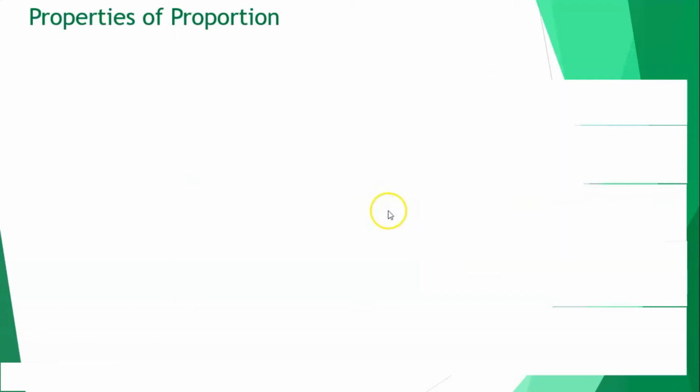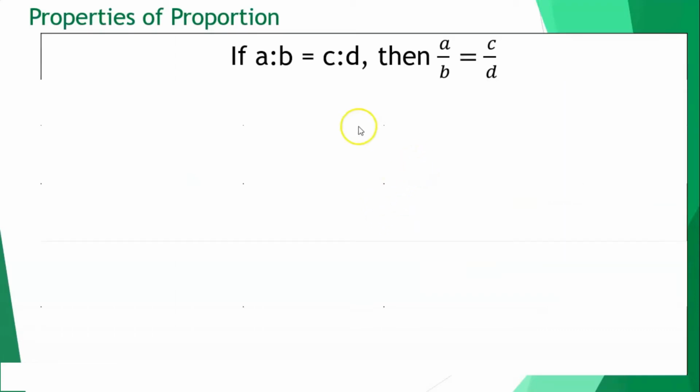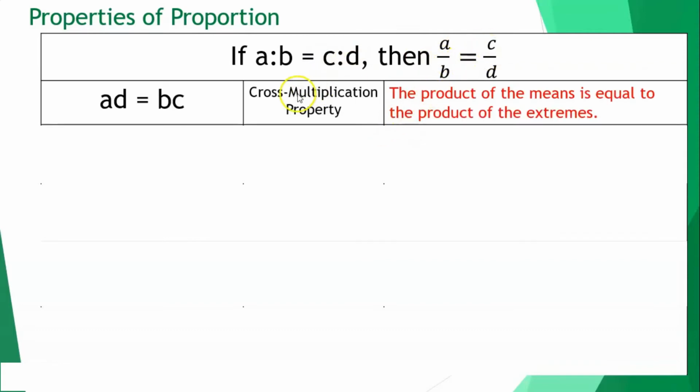Okay, now there are properties of proportion. So again, if we're given A is to B is equal to C is to D, we can write it in the form A over B is equal to C over D. Now the first is the cross multiplication property that states the product of the means is equal to the product of the extremes. So with that, cross multiplying, we'll get AD, and we have here BC.